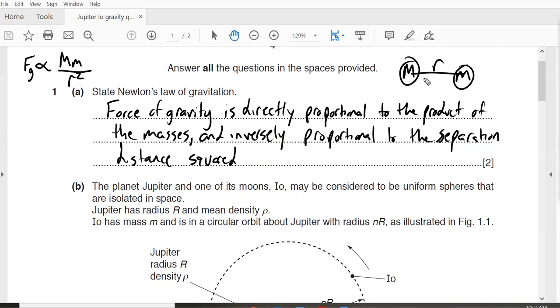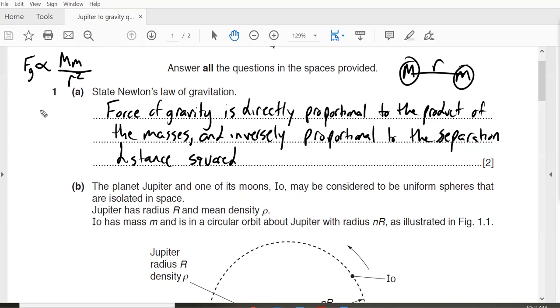So if I were to separate these things twice as far apart, gravity would be 4 times weaker. If I put them 3 times further apart, then 3 squared is 9, right? So gravity is 9 times weaker. We'd be dividing it by 9. If I double the mass of something, if I have a star that's twice as massive, right, then gravity is twice as strong, right? Because it's just directly proportional to that.